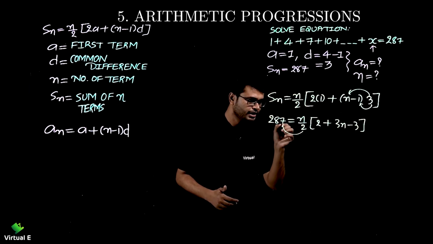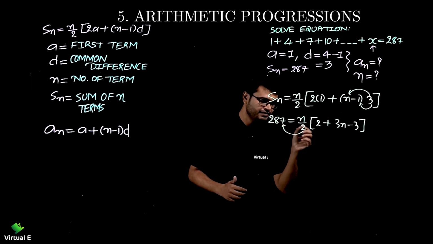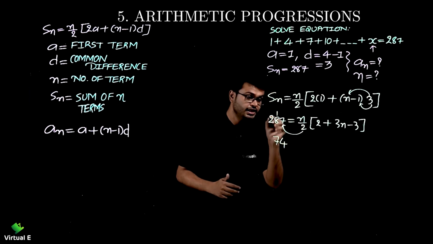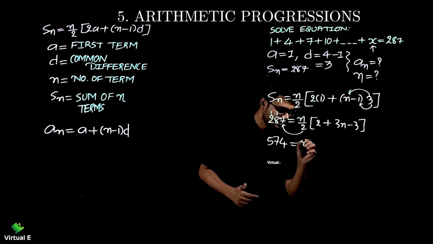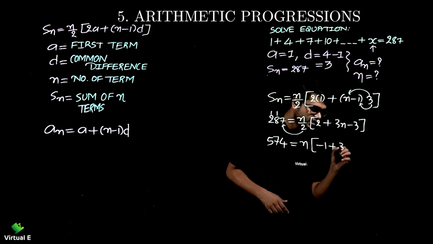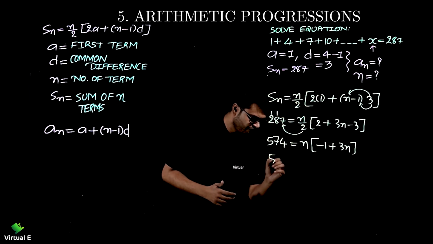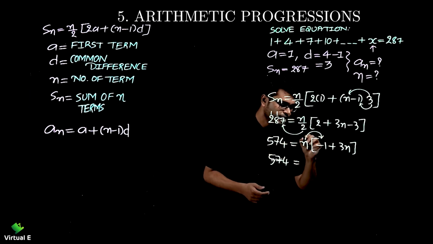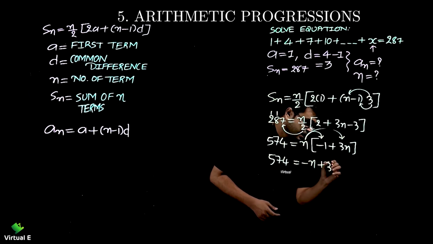This 2 I am going to multiply here. It will go into the numerator basically. So if I multiply, 7 twos are 14, 4 carry 1, 8 twos are 16, plus 1 is 17, 1 carry over, 2 twos are 4, plus 1 is 5. So 574 is equal to n times (2 minus 3 minus 1 plus 3n). Remember, keep doing simplification. Then 574 is equal to n multiplied with minus 1 and n multiplied with plus 3n, so minus n plus 3n square.